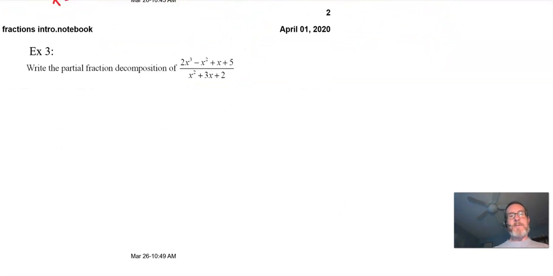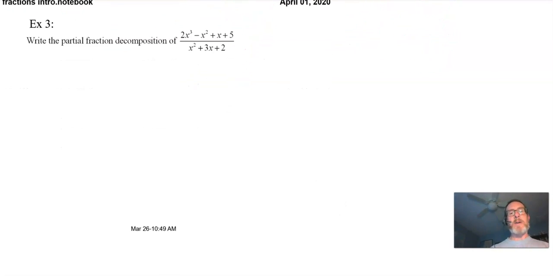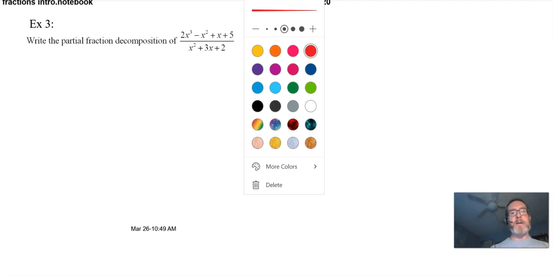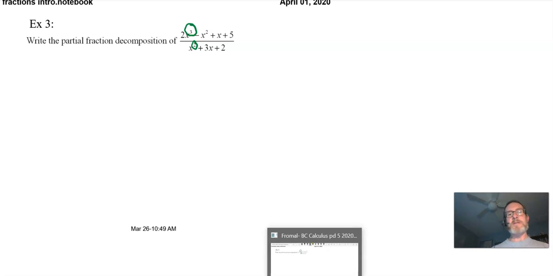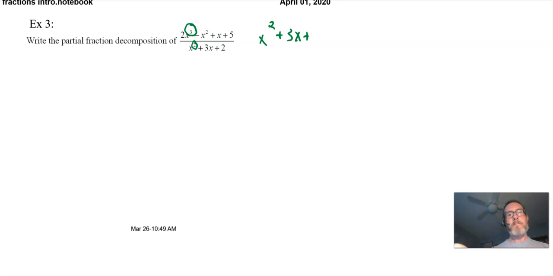The last example that I have for today is going to be one where we have to do long division first. And that's because if I look at the numerator, it has a degree bigger than the denominator. So if I look here, that's bigger than that. So that tells me I need to do the long division first. So that's what I'll do. I'll first start by dividing. And I'll go through the process of.